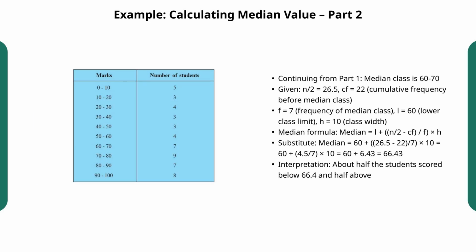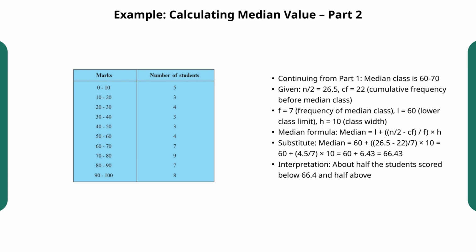Continuing from where we left off, we have identified the median class as 60 to 70. To find the median value inside this class, we will use the formula. Median equals the lower limit of the median class plus the fraction open bracket, n divided by 2 minus cumulative frequency before the median class, close bracket divided by frequency of the median class, all multiplied by the class width.